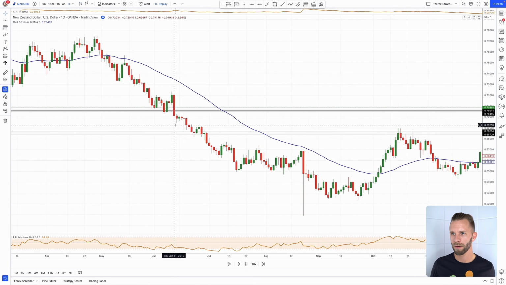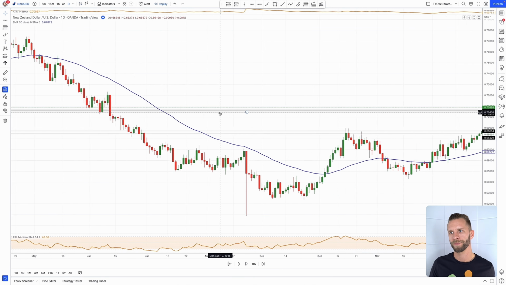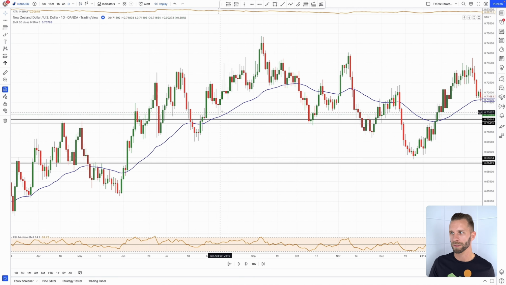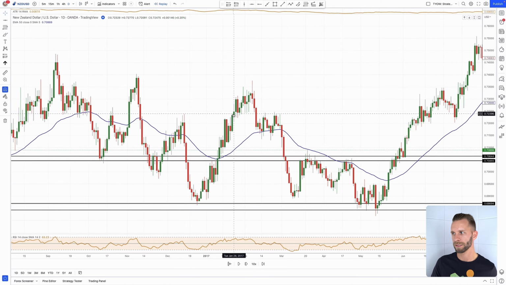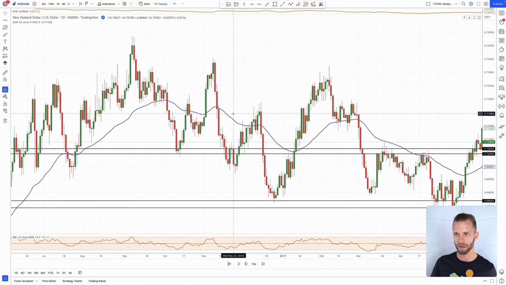And looking prior, we have this bounce in here too. So I'm quite liking the look of that area as well as another support or resistance zone. So let's see how that plays out a little later on.